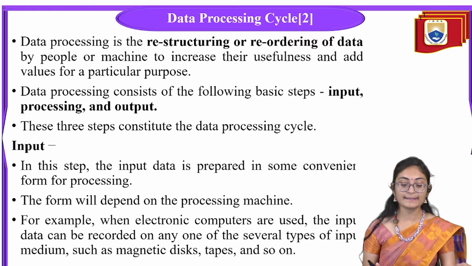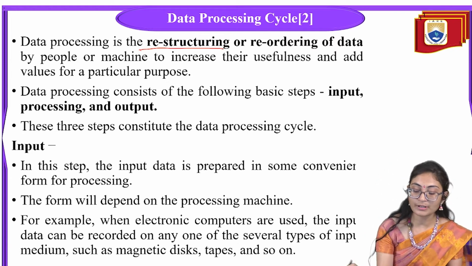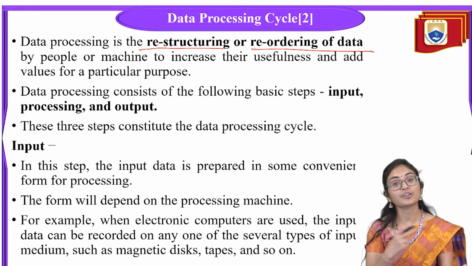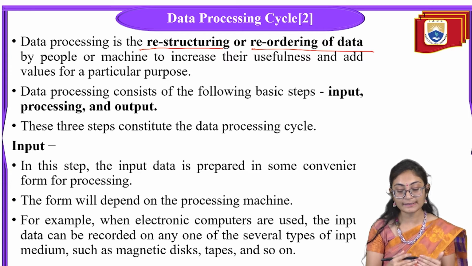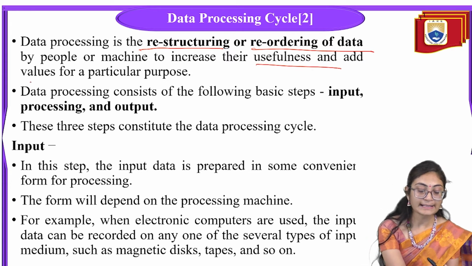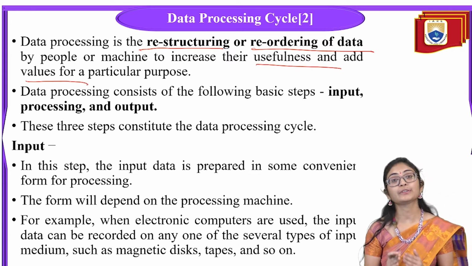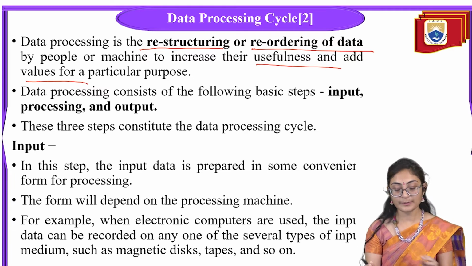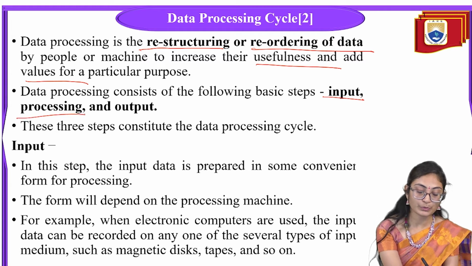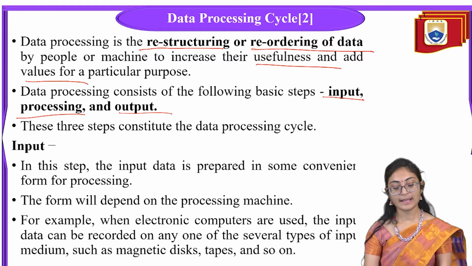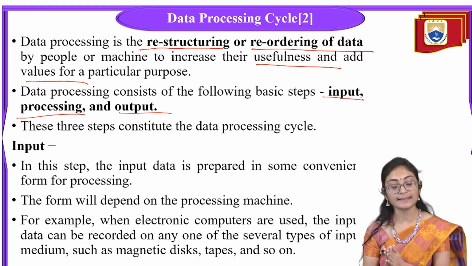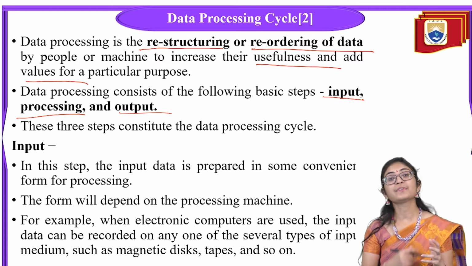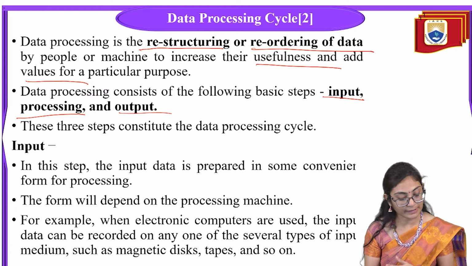Data processing is the restructuring or reordering of the data by people or machine for increasing their usefulness and adding value for a particular purpose. It consists of some steps: input, processing, and output. And these steps are very important for processing of the data.